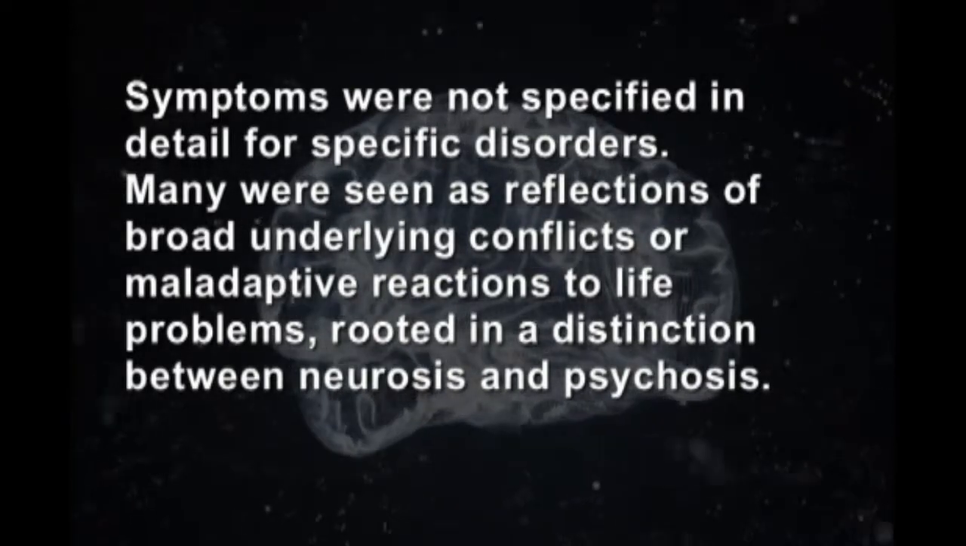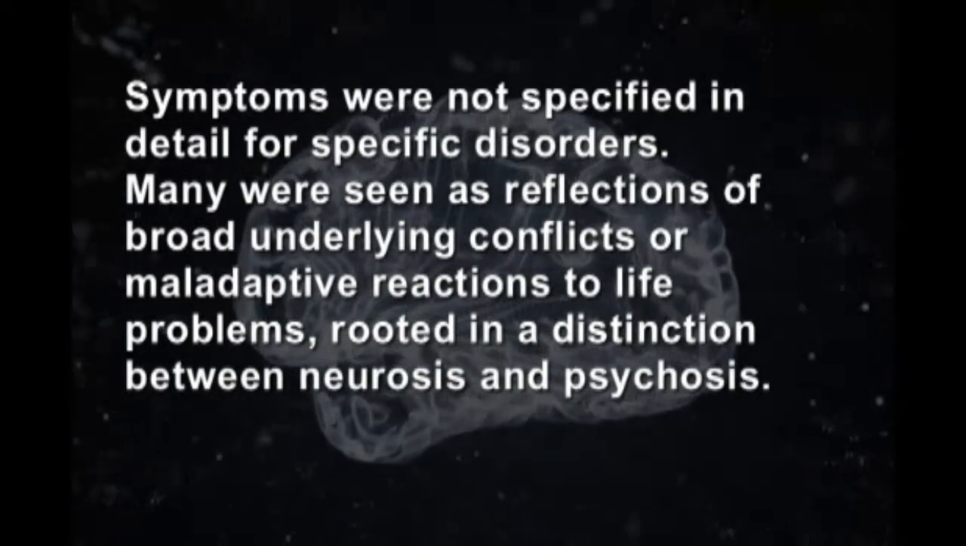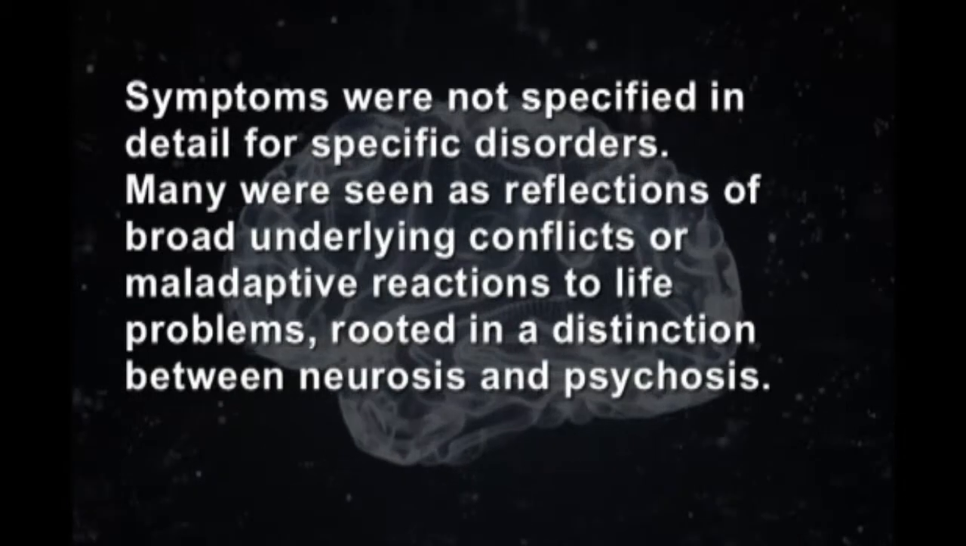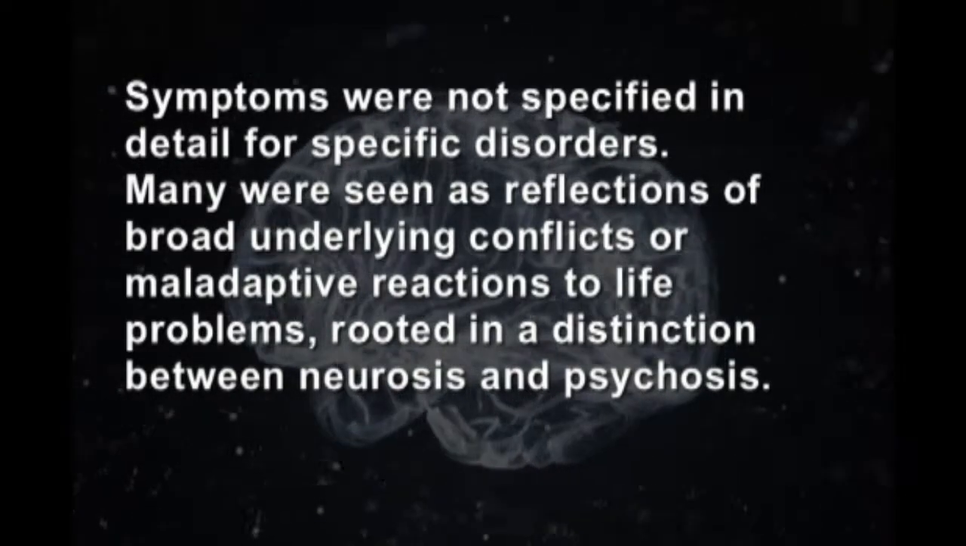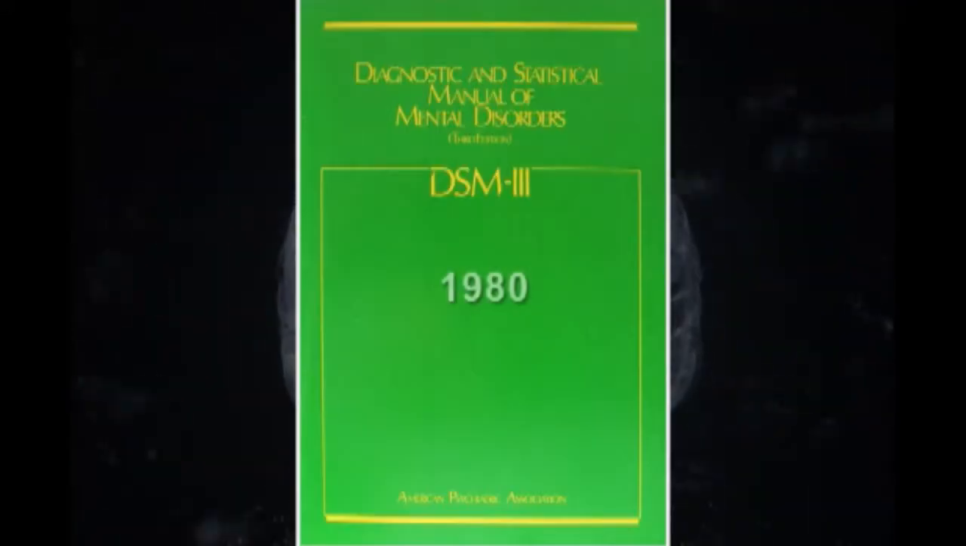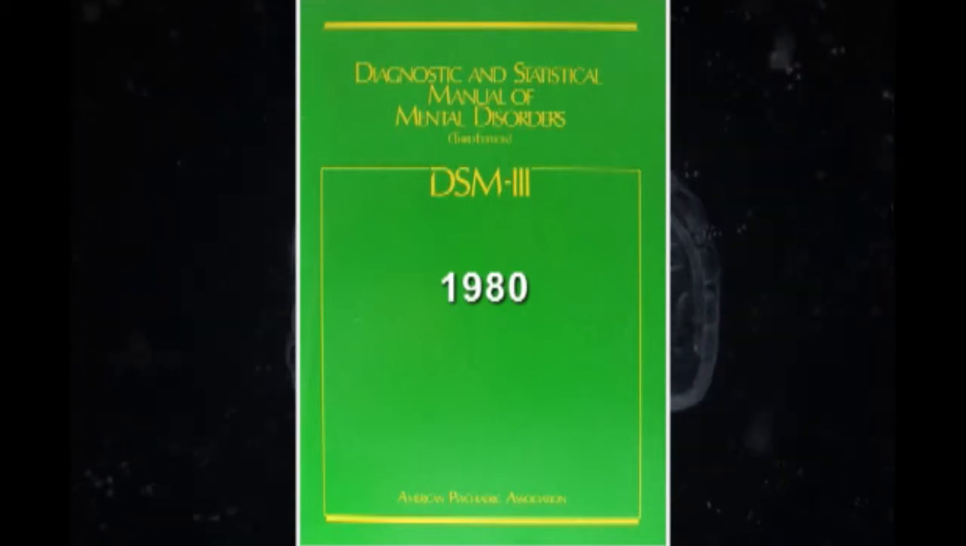Many were seen as reflections of broad underlying conflicts or maladaptive reactions to life problems and patterns, and rooted in the distinction between neurosis and psychosis. Sociological and biological knowledge was incorporated in a model that did not emphasize a clear boundary between normality and abnormality. This called for a revision. So DSM-3 came as the revision in 1980.